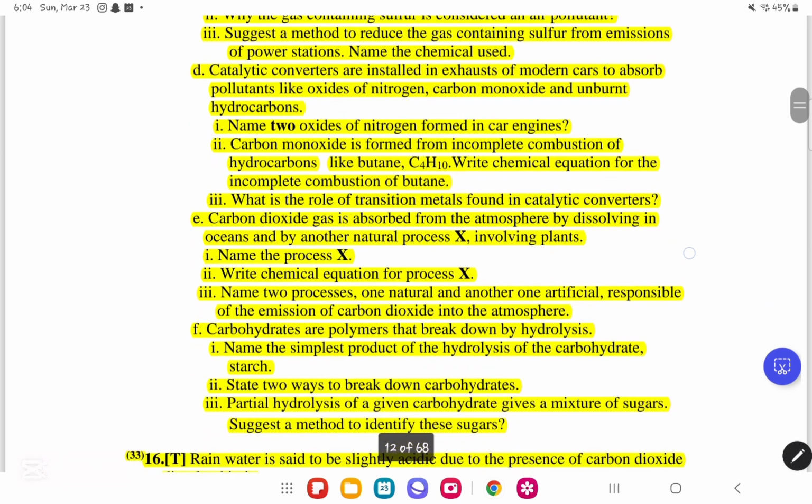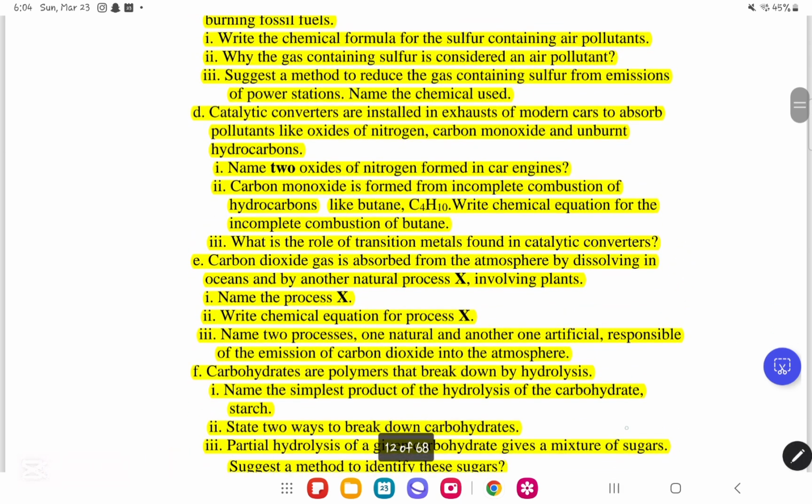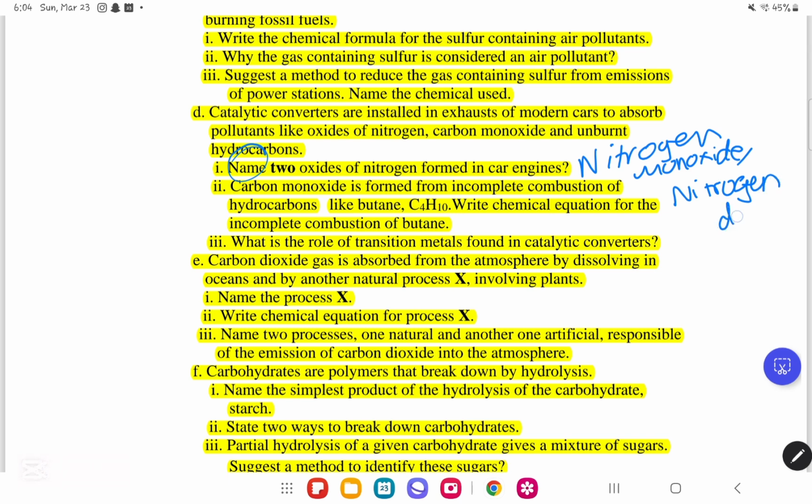So now we move on to part D. In part D, they told us that catalytic converters are installed in exhausts of modern cars to absorb pollutants like oxides of nitrogen, carbon monoxide, and unburnt hydrocarbons. Name 2 oxides of nitrogen formed in car engines. Usually these two, they are nitrogen monoxide. Here they said name, so pay attention. When they say name, you will have to write it as nitrogen monoxide. Okay, and nitrogen dioxide. So keep in mind how the sentence is written.